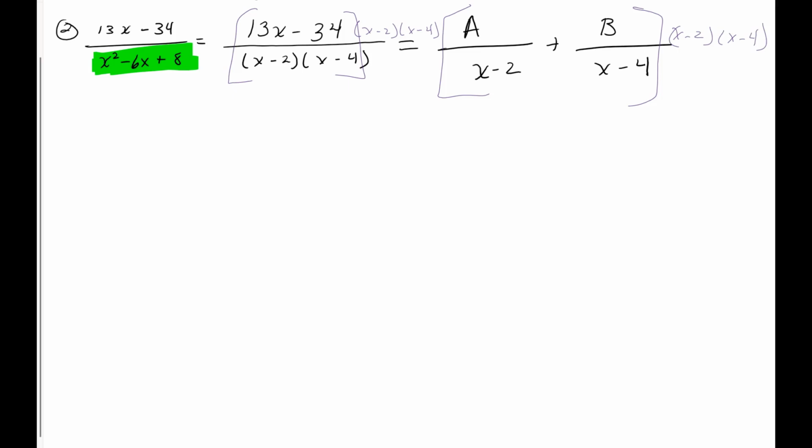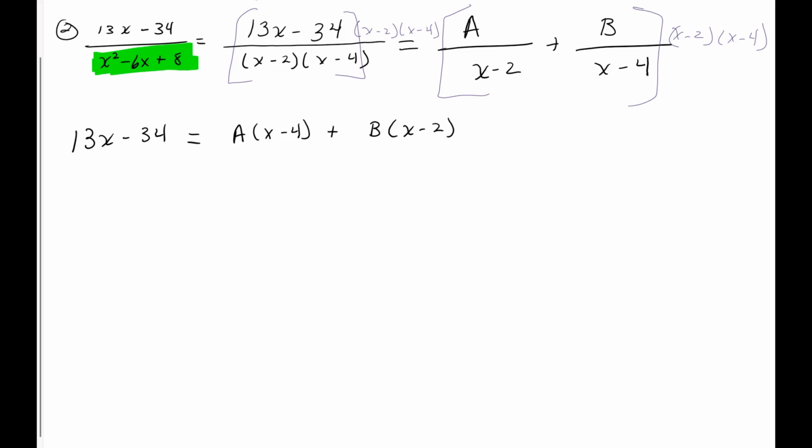So we're going to end up with something that looks like this, 13x minus 34 equals, now this right here, it's very evident that it cancels out, but let's take a look over here. x minus 2 times x minus 4 times a over x minus 2. The x minus 2's cancel, leaving us with a times x minus 4 plus b times, now in this case the x minus 4 cancels, so leaving us with x minus 2. So that's really nice right there. All right, nothing to it.